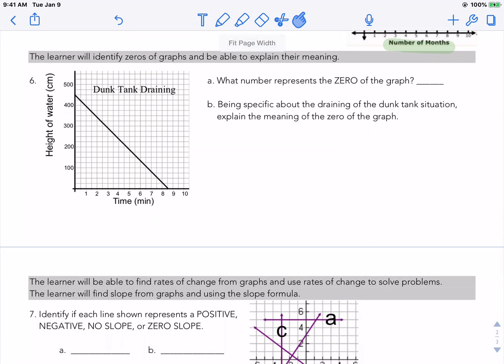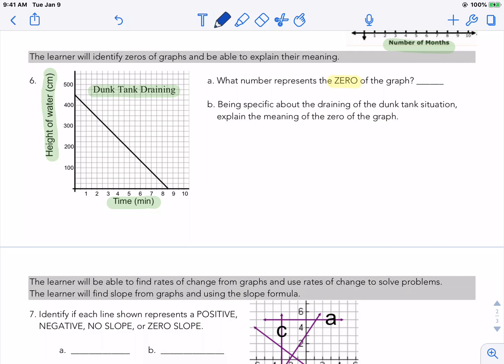When you get to number 6, they throw in one more vocabulary term. Again, first looking at the graph, they called it dunk tank draining. So that tells you the dunk tank, maybe something they used at a carnival, and they're draining the water out of it. Time in minutes on the X, and the height of the water in centimeters is on the Y. The question then asks you about the 0 of the graph.